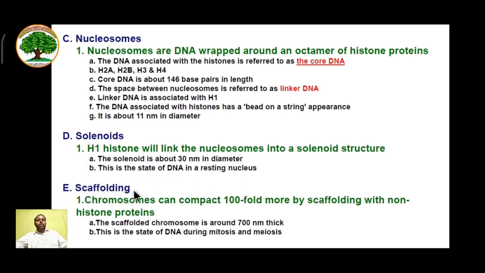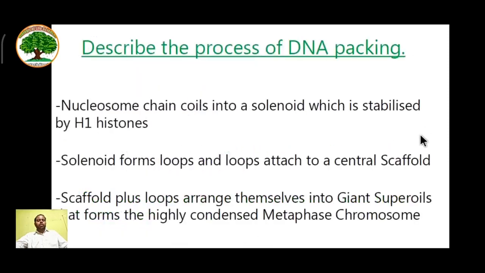Then it goes to scaffolding. Chromosomes are compacted 100 folds more by scaffolding with non-histone proteins. The scaffolding of chromosomes is around 700 nanometer thick. This is the state of DNA during mitosis and meiosis. It also helps in compacting the DNA genetic material.